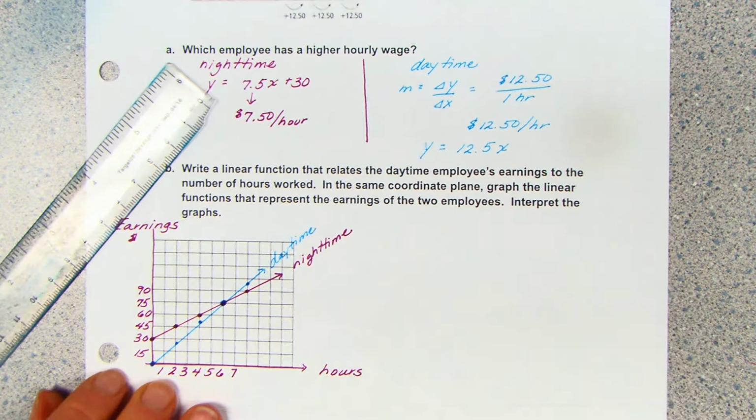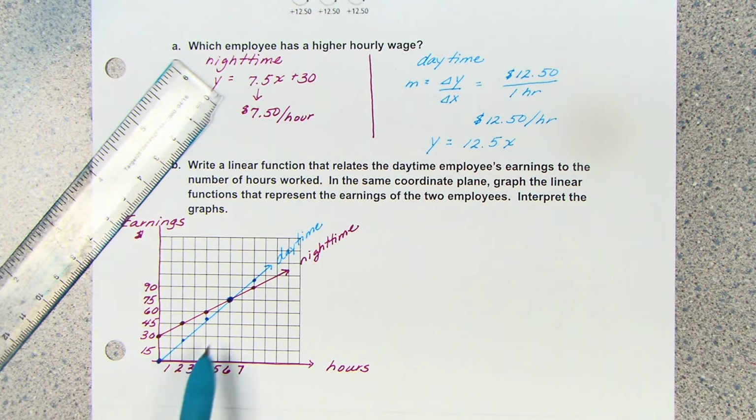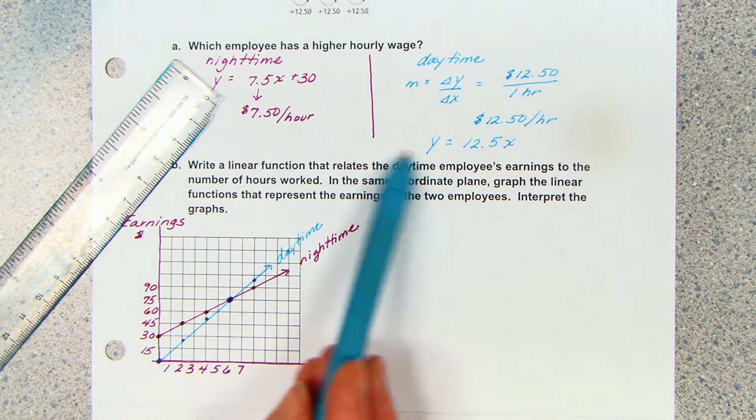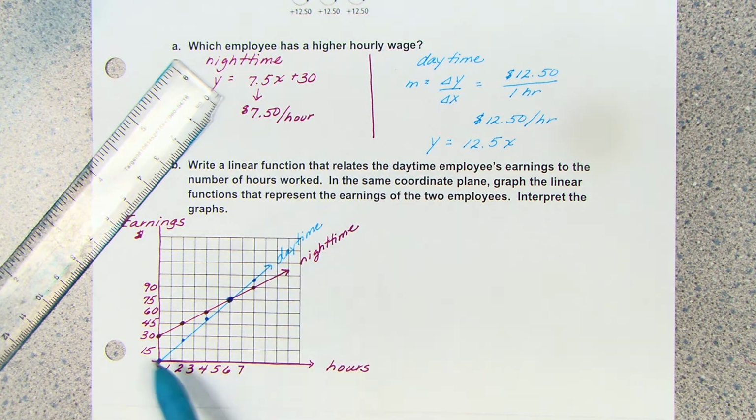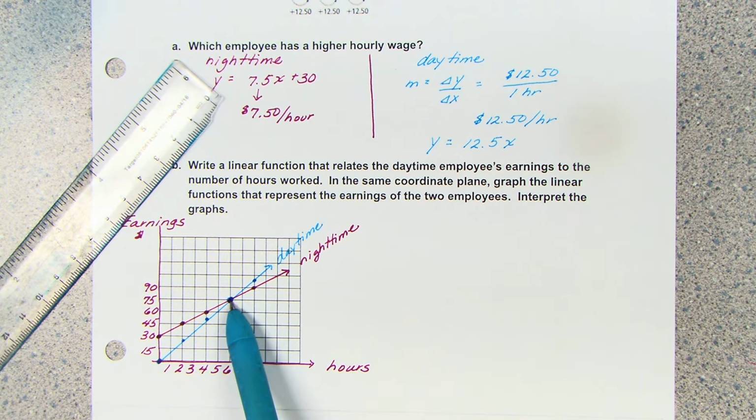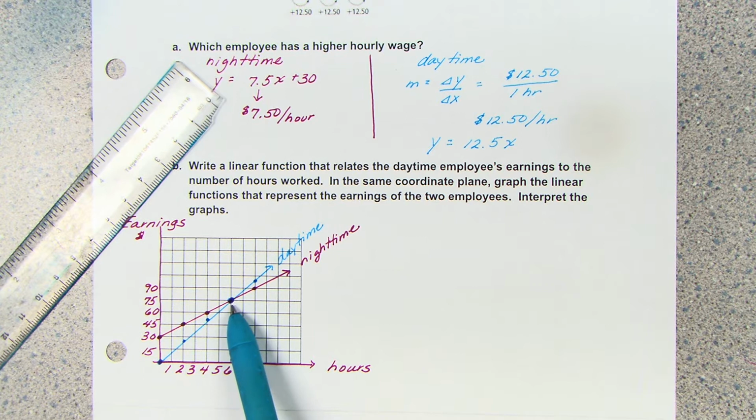Okay, so when we move into chapter 5, this is what we're going to be doing. We're going to be looking at 2 equations and looking for the point where they cross. That's called the solution for a system of equations. This is the point where the daytime person and the nighttime person made the same amount of money.